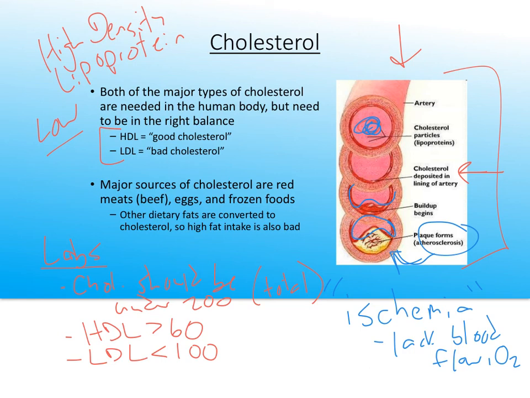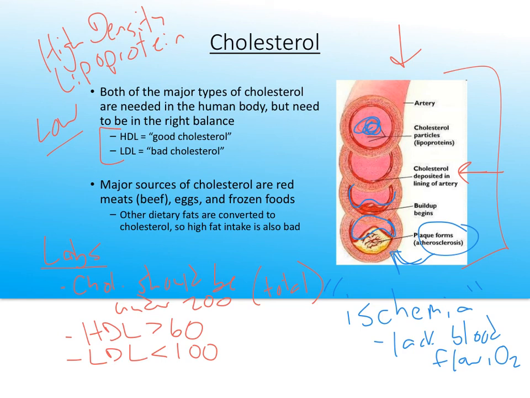Now, like I said, a lot of frozen foods, egg yolks, and red meats, so beef, are all high in cholesterol. And the problem is that a lot of the other kinds of fat you eat will also be turned into cholesterol by your body. So if you can have a diet with no cholesterol, that's the best thing. Now, I'm going to try to make a little space here.